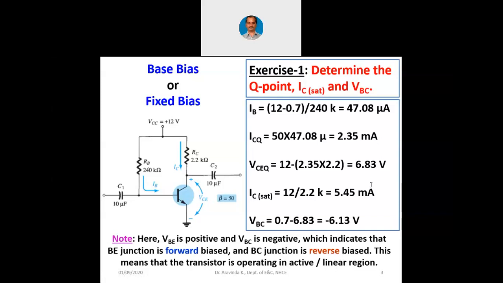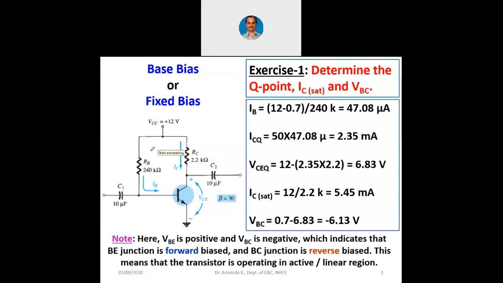But VBC can also be VCC minus ICRC minus IBRB. How is it so? No, VCC minus ICRC is at the output side. IBRB is at the input side. There are two distinct loops here. Don't get confused with the too much circuitry here. I will show you. There are two distinct loops here.